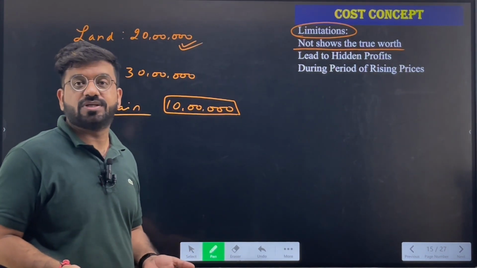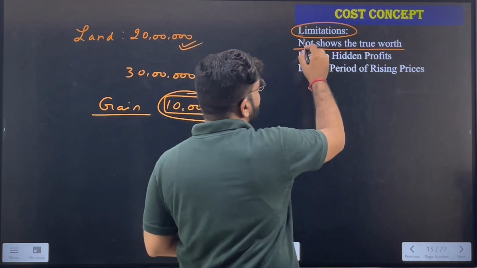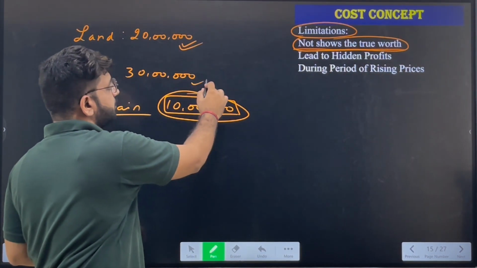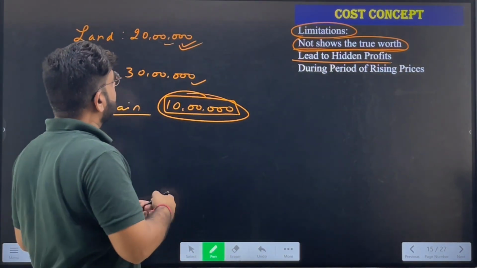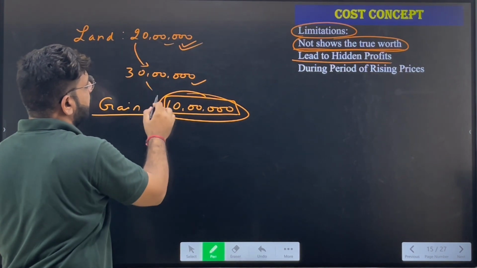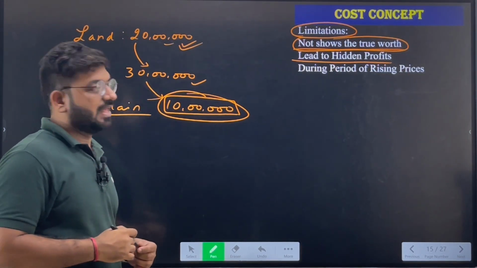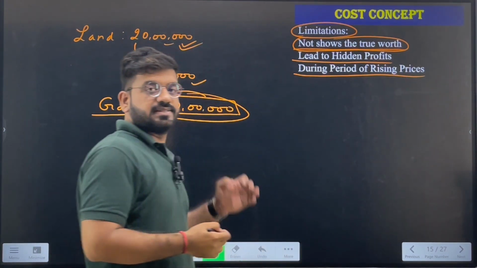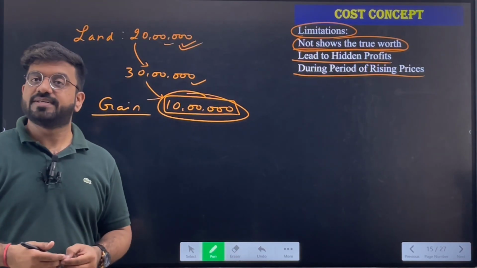Why is it a limitation? Because I am hiding 10 lakh rupees as my gain or profit. It doesn't show the true worth. The true worth is 30 lakhs, but we are showing 20 lakhs only. Next, it leads to hidden profits. Obviously, since the price has increased to 30 lakhs, I have gained the amount of 10 lakhs, but then also I am hiding the profits. I'm just not recording the profits which I have made out of this land. And during a period of rising prices, since the prices are rising, I'm not at all bothered to increase or decrease the amount of that asset as well. So this was basically the limitation of the cost concept.